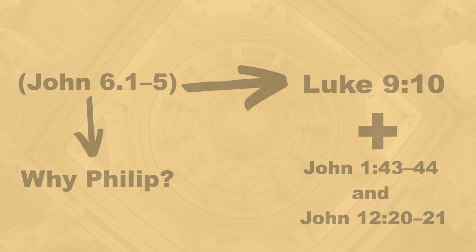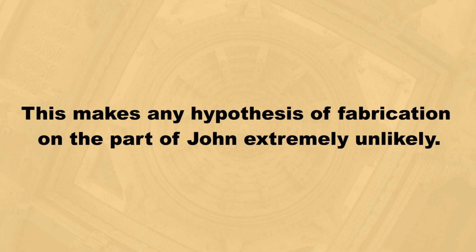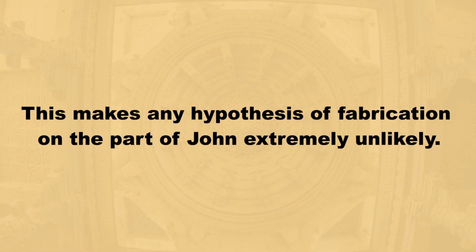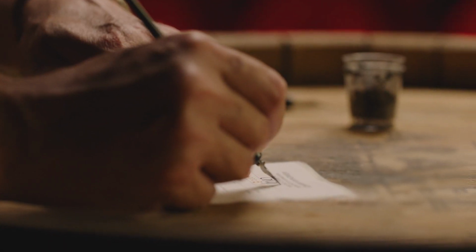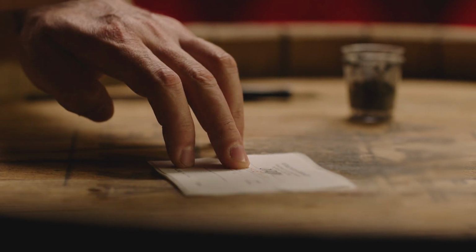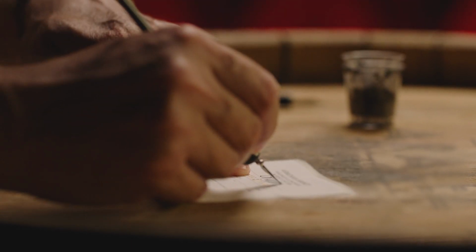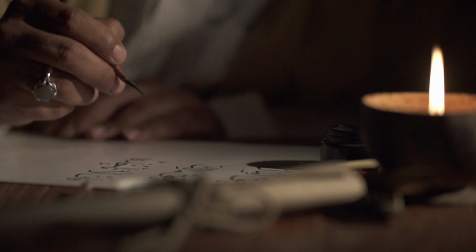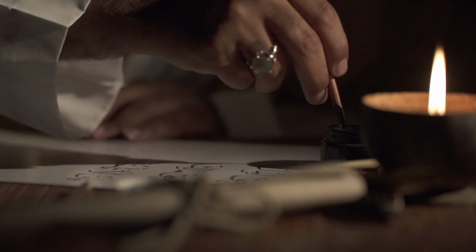This makes any hypothesis of fabrication on the part of John extremely unlikely. If John made up the detail that Jesus asked Philip, intending it to fit together with the location of the miracle, it is highly improbable that he would have left out either the reminder of Philip's hometown or a mention of the location of the feeding, leaving the reader to find both of these for himself in other places, one of them in an entirely different gospel.